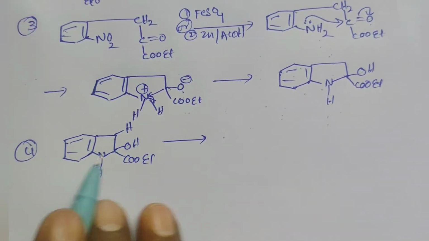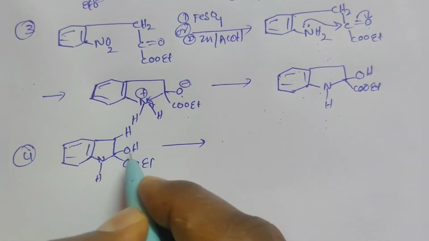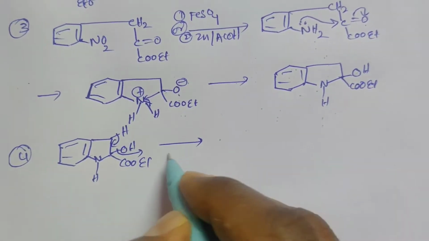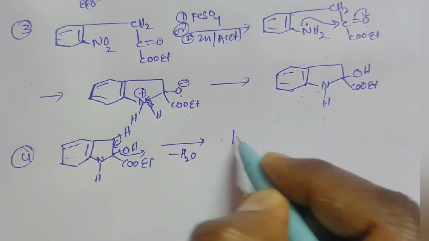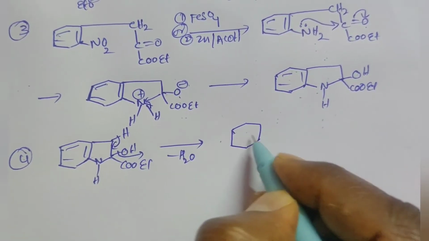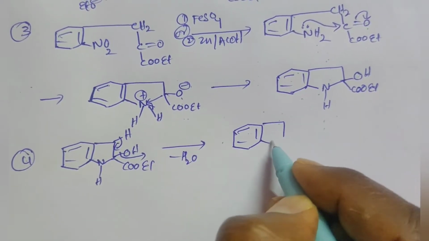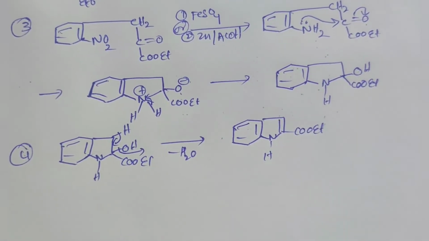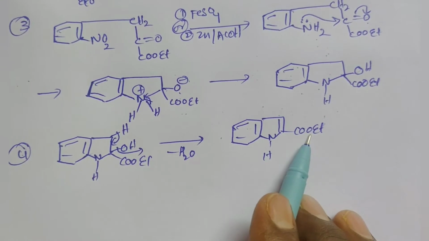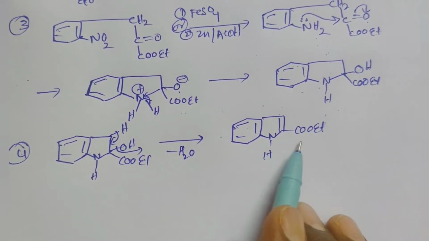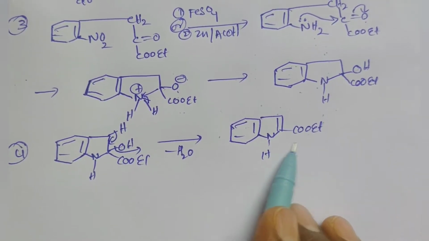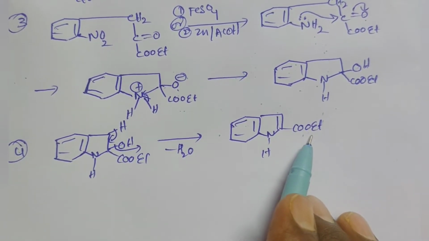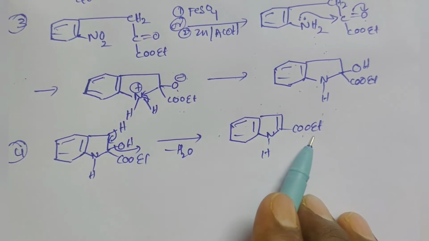In the acidic medium or in the basic medium, this water molecule goes outside. So water goes outside and we get the indole product. So it is a product of ethyl indole-2-carboxylate.